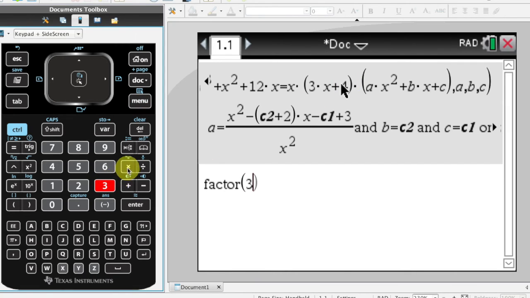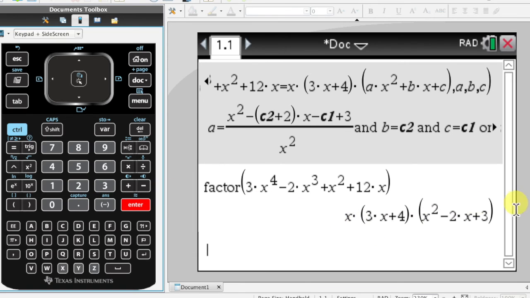it's 3 multiplied by x to the power of 4 minus 2 lots of x cubed plus x to the power of 2, and then finally plus 12x. We can see we get this produced. So it's x multiplied by 3x plus 4 multiplied by x squared take 2x plus 3.